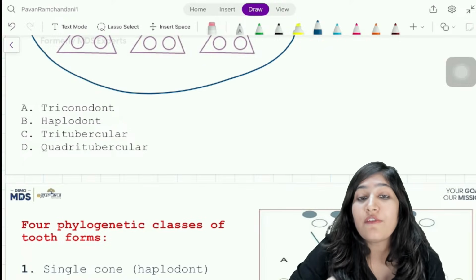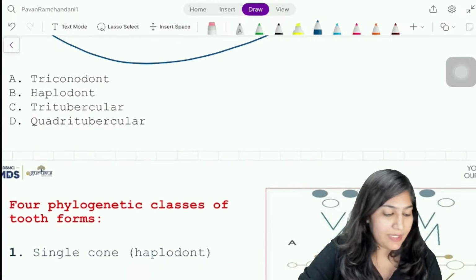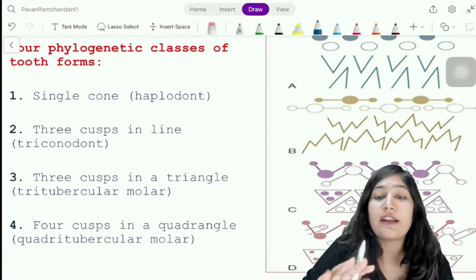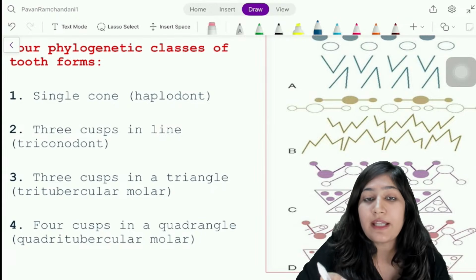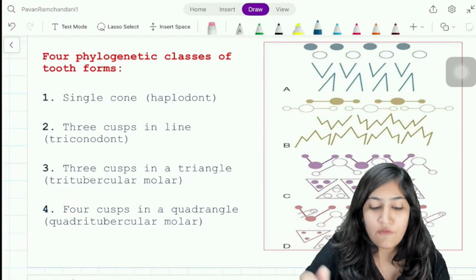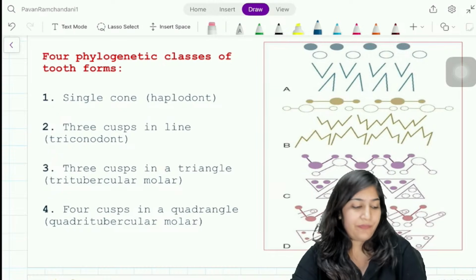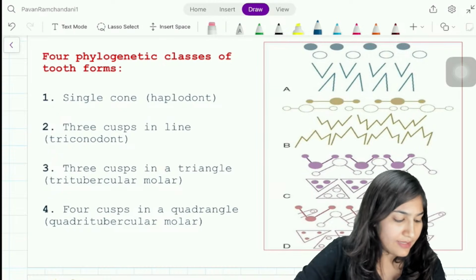These are types of what? Phylogenetic classes of the teeth. There are 4 phylogenetic classes of the teeth: single cone, 3 cusps in a line, 3 cusps in a triangle, 4 cusps in a quadrangle. So what will be the correct answer here?